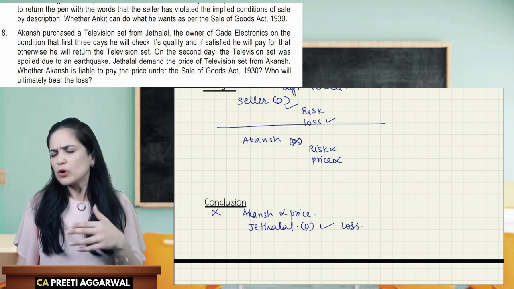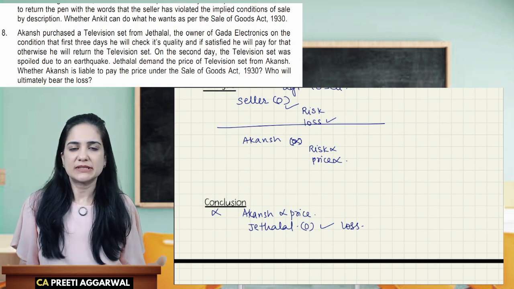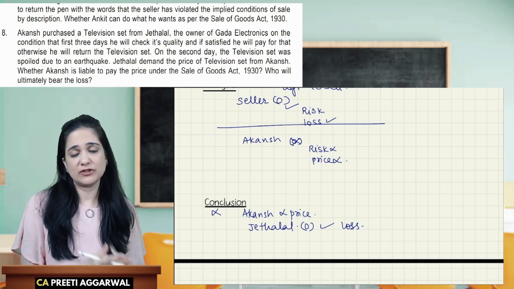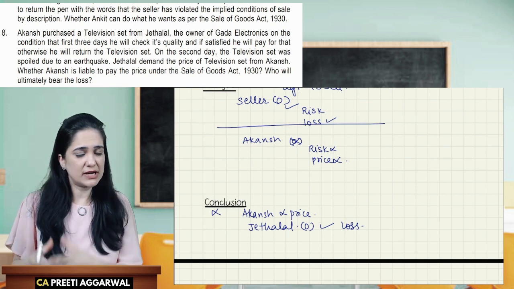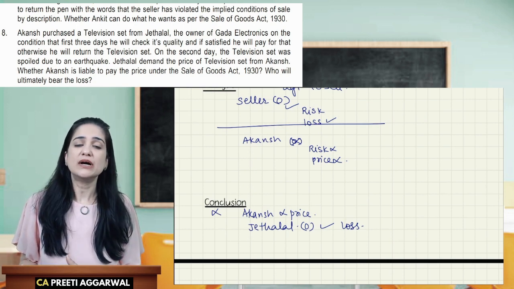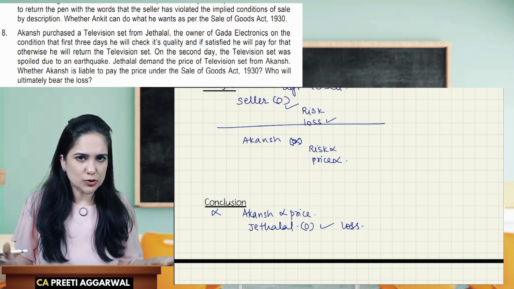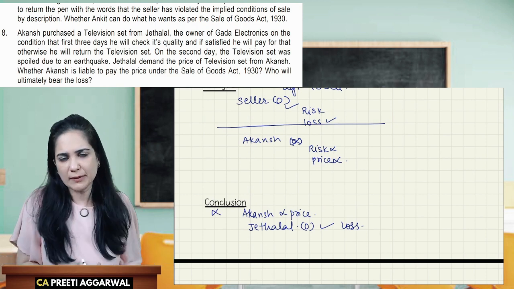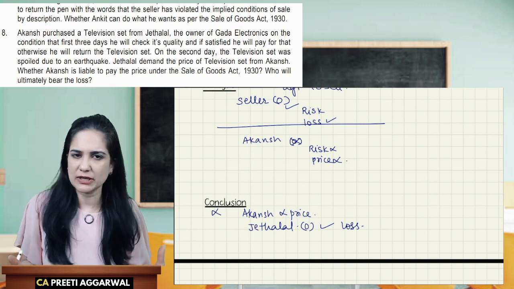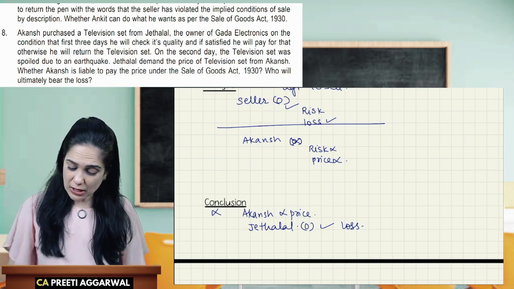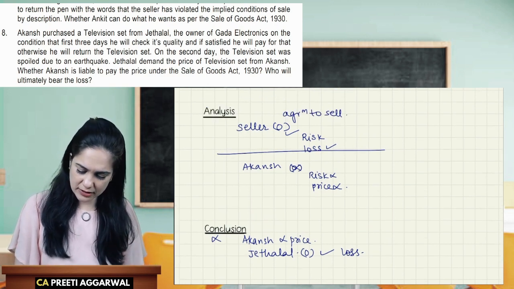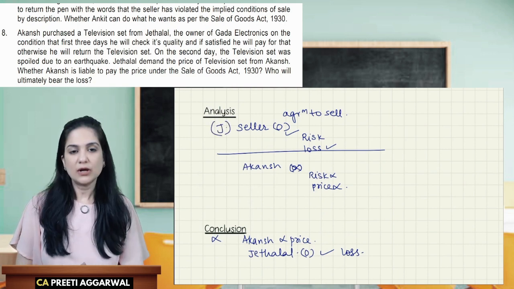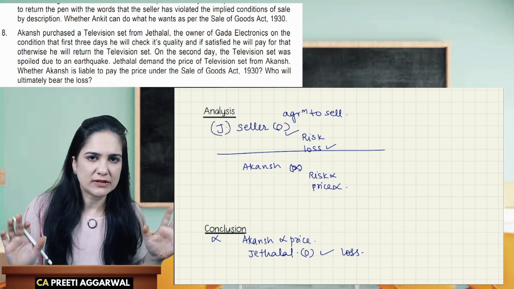Okay. You can also elaborate by saying that since the confirmation was not given, there were 3 days time allotted to the buyer. He had not confirmed within the time period. The goods are not sold to Akash. Jethalal remains the owner. You can elaborate on that aspect also. So Jethalal is the owner, seller is the owner. He will bear the loss. He will bear the risk.